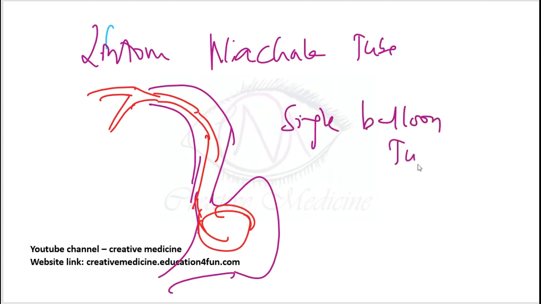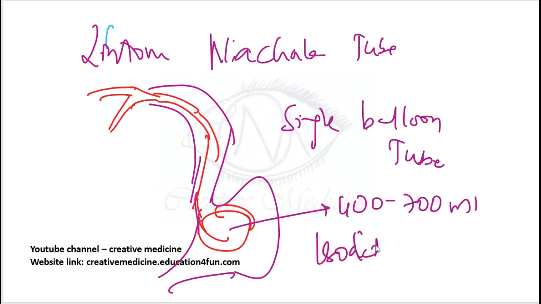It is a single balloon tube where the capacity of this balloon is 400 to 700 ml. It is only used for isolated gastric varices only. It cannot be used for esophageal varices.